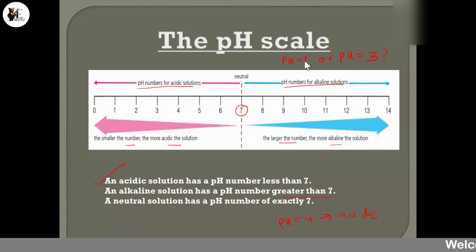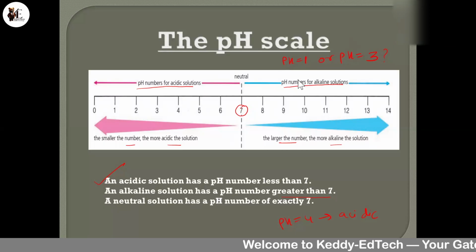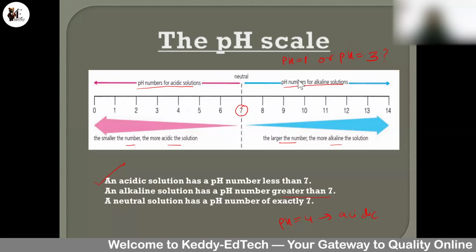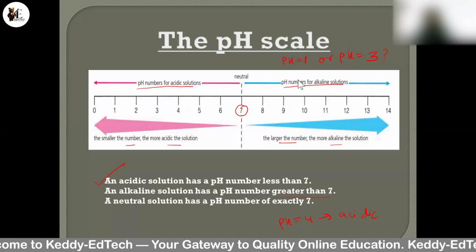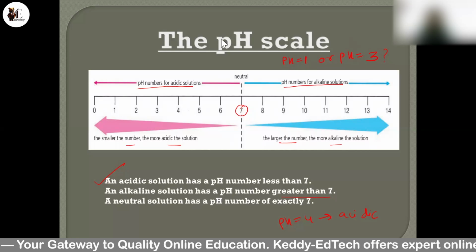So tell me which one is more acidic, pH is equal to 1 or pH is equal to 3? pH is equal to 1. And which one is more basic, pH is equal to 10 or pH is equal to 11? pH is equal to 11. Yes, you got it. Okay.